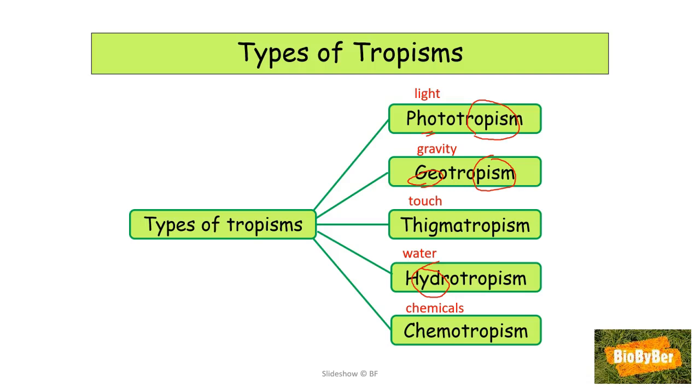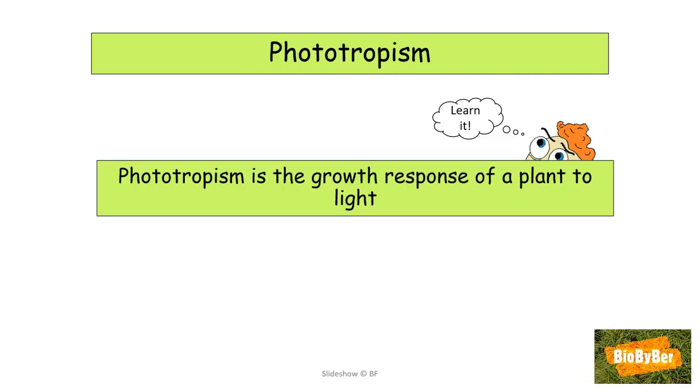Now what we're going to do next is take each one of these tropisms, look at the definition and give an example. So the first one on the list is phototropism. Well, as we've just said, we have to learn the definition of phototropism. So, looking at the word again, phototropism. It is the growth response of a plant to light.